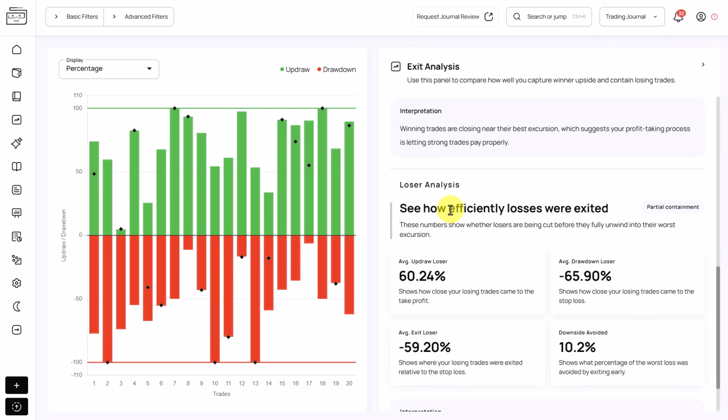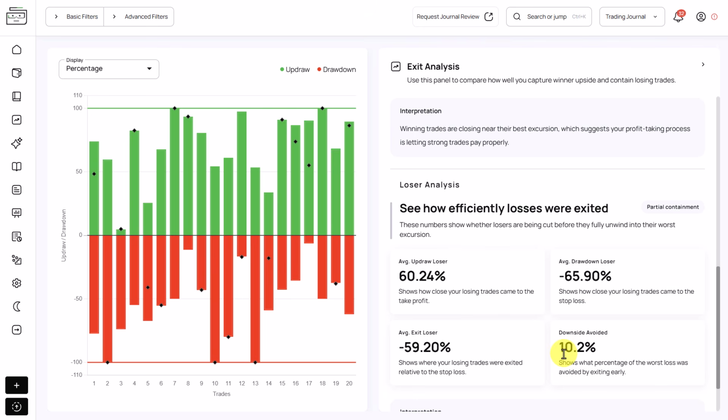Now we go to analyzing our losing trades, so only the trades that were closed for loss. Especially interesting here is the drawdown. The average drawdown is minus 65.9%, and this tells you that the price on average on your losses comes 65.9% towards your stop loss. The average loser is only 59%. So the trader is able to exit the trades before they reach their worst drawdown, which is good.